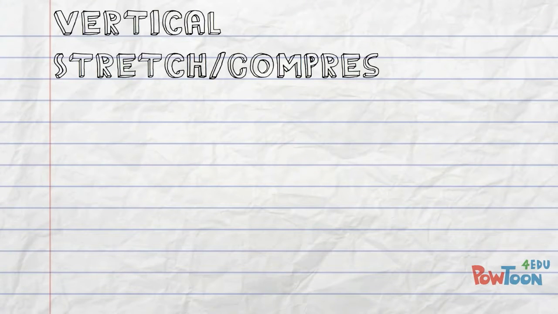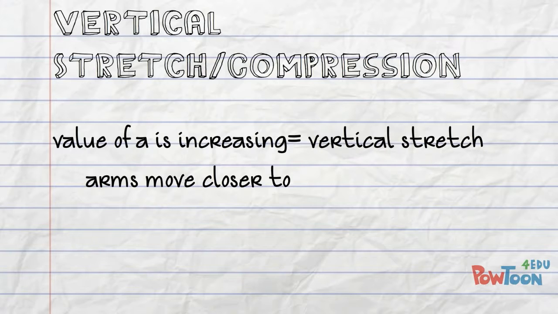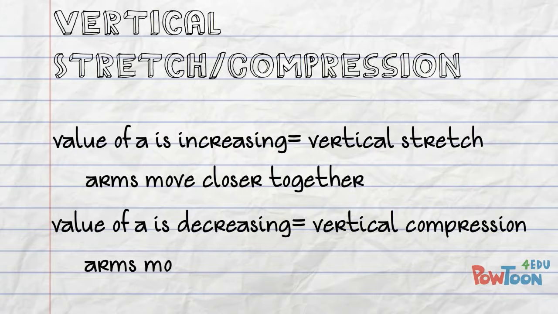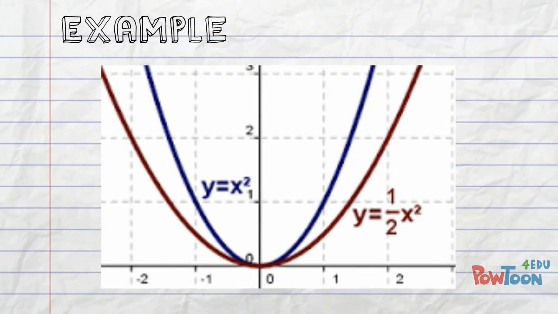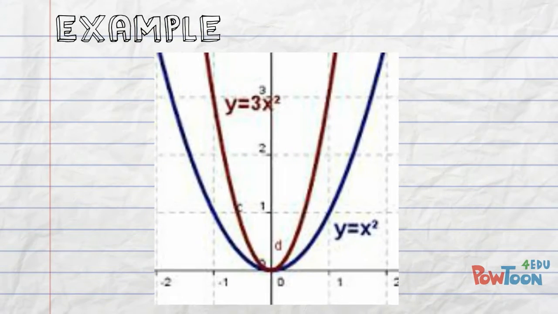Vertical stretch and compression. A vertical stretch is when the value of a increases and the arms move closer together. A vertical compression is when the value of a decreases and the arms move farther apart. This is an example of vertical compression, as the value of a decreases from 1 to 1/2 and the arms move farther apart. This is an example of a vertical stretch, as the value of a increases from 1 to 3 and the arms move closer together.